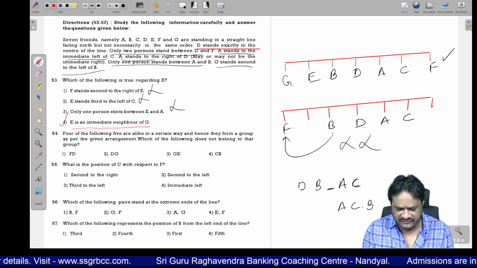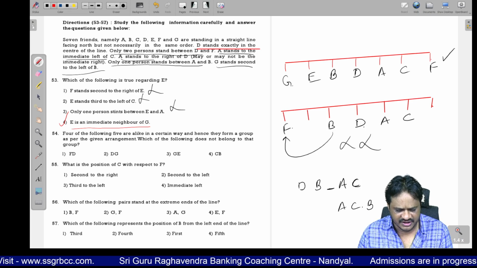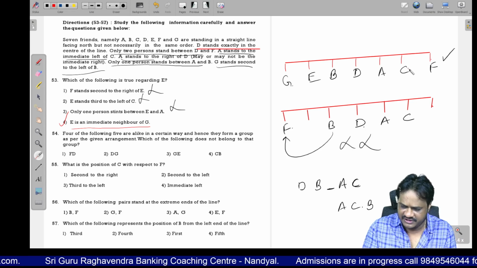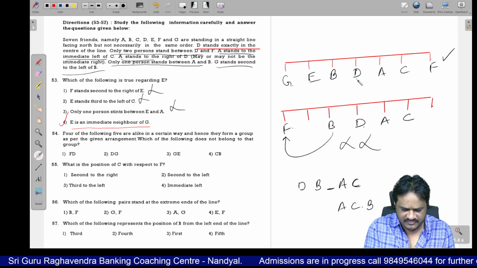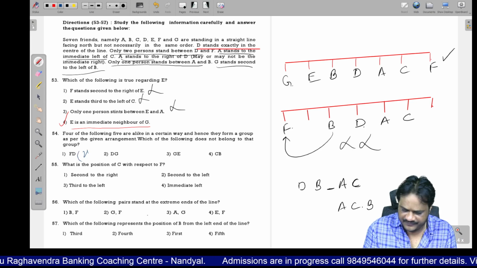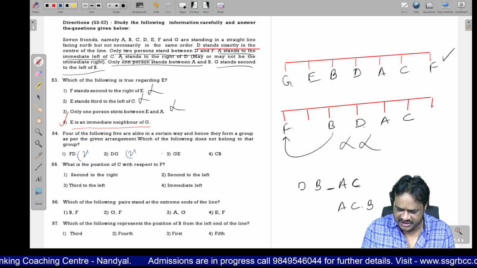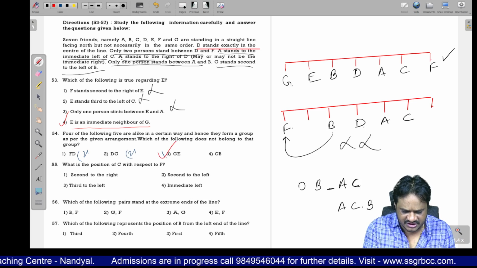Four of the following five are alike in a certain way and hence form a group. Which is the one that does not belong to the group? See, if you see F and D, 2 gap is there. How much gap? 2 gap. Between D and G, again 2 gap is there. Between G and D, no gap. So this is the odd one out.